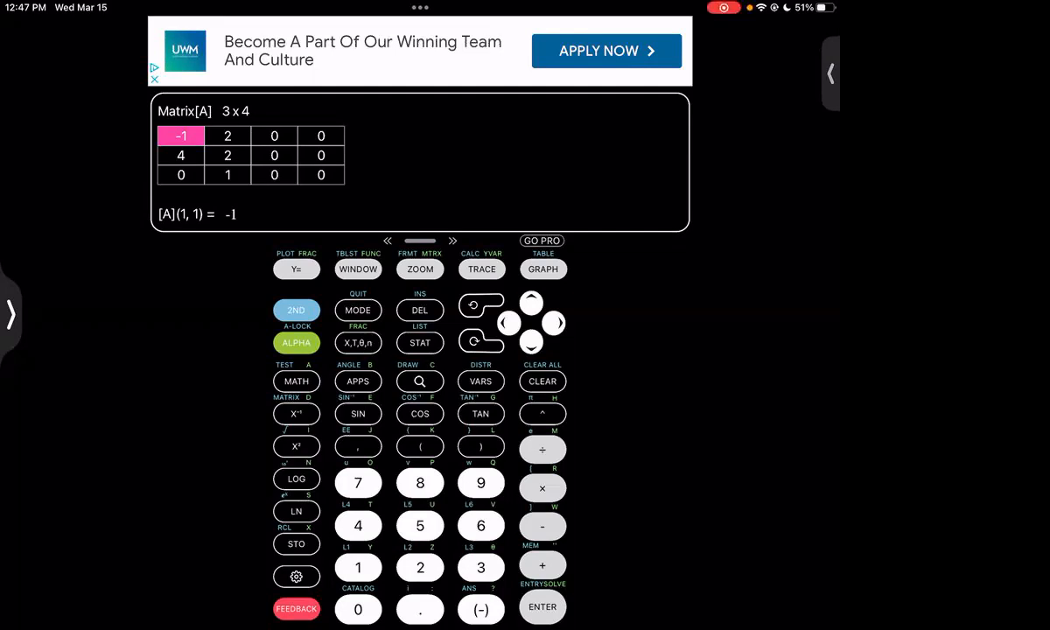Second, x inverse. Second, and then the x inverse here. And then go over to edit and change your dimension to 3 by 4. All right, plug in your values.